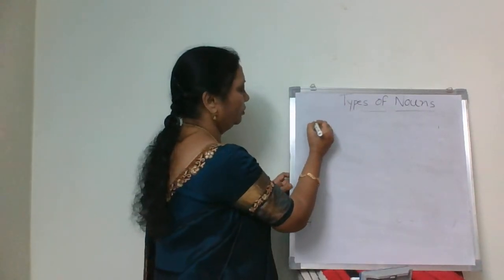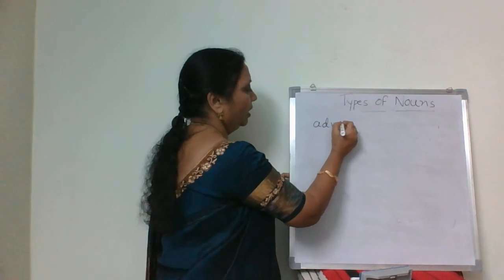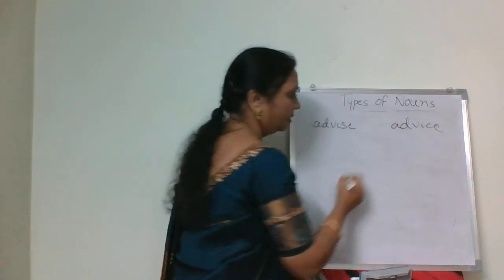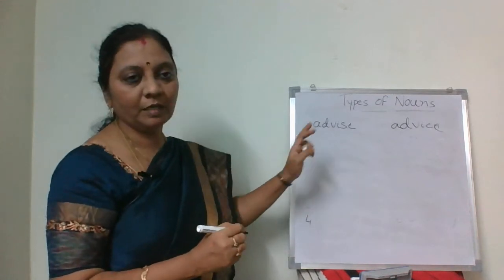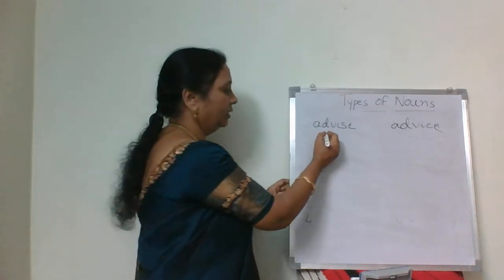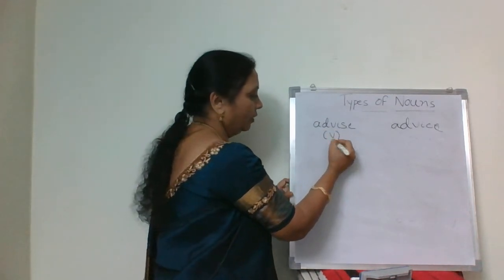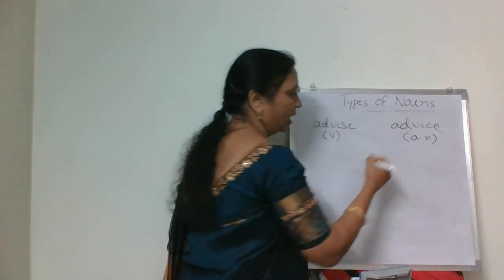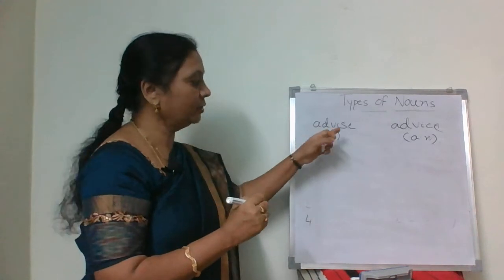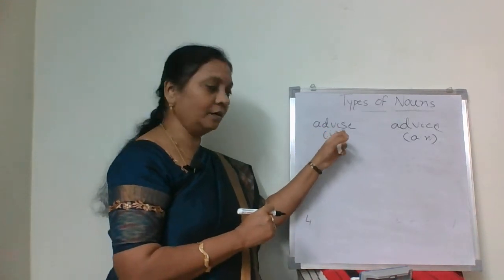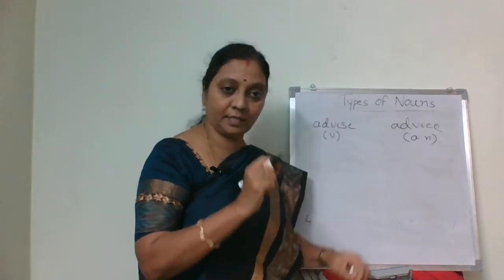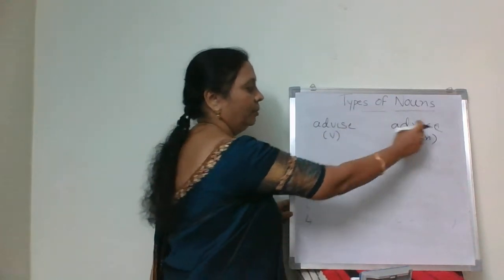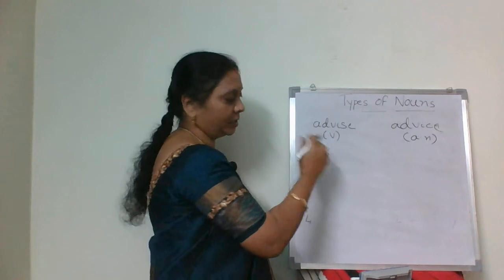Like we have two words, advise and advice, which is verb and which is an abstract noun here. Advise with S is a verb. Advice with C is an abstract noun. Here pronunciation also: z pronunciation and here s pronunciation. This is verb and this is an abstract noun.